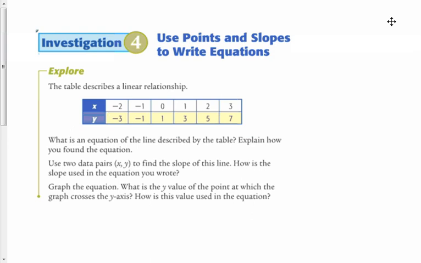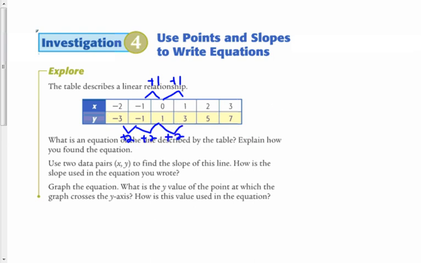So let's look at this first table here. It says, what is the equation of a line described by the table? Explain how you found the equation. So right away, I'm looking at this table, and I want to look at the constant differences in this table. Now, I know that x goes up by 1. So I know that my coefficient of my equation is what the outputs go up by when the inputs go up by 1. So I just want to look at that. The difference between the output values is always plus 2.